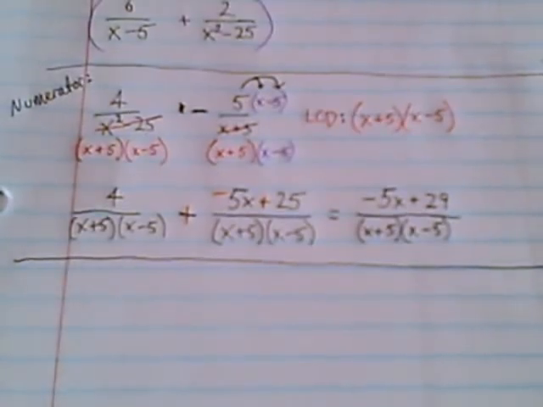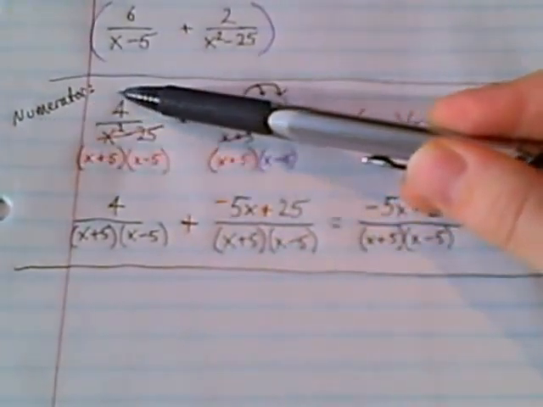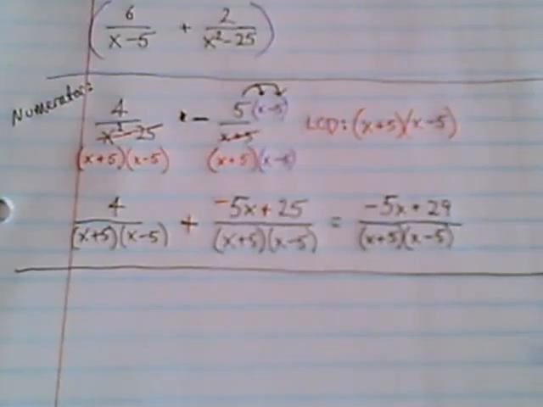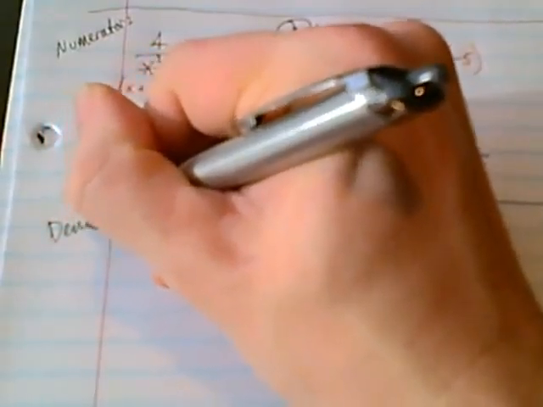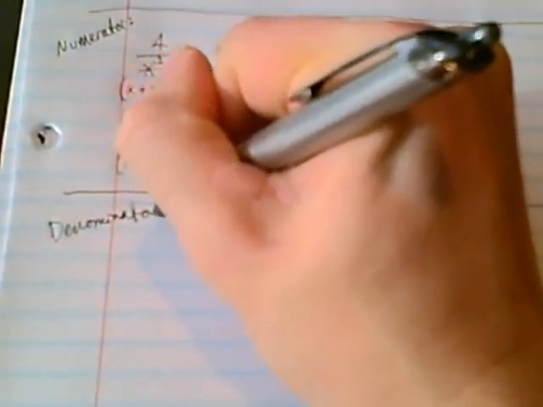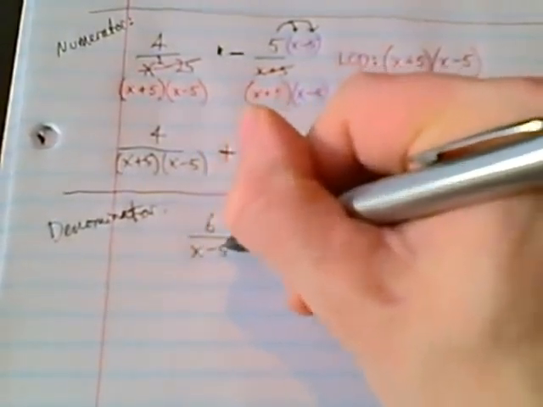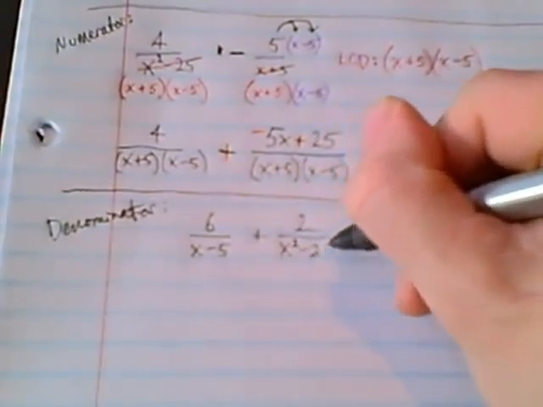Okay, I've just organized my work a little bit. I sectioned off this work that I did with the numerator, and I've got it labeled there. Definitely want to have some organization for when I need to finish this problem, but I've got myself some space for working with the denominator. And in the denominator, we have 6 over x minus 5 plus 2 over x squared minus 25.